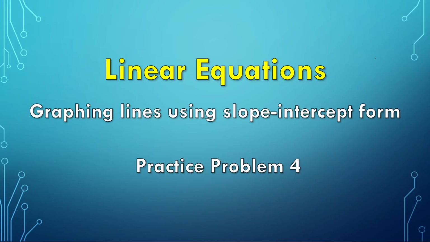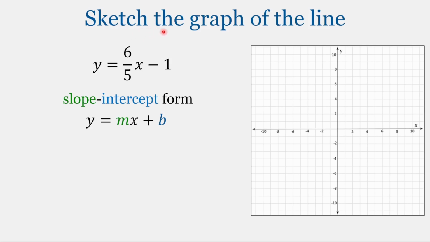Today we're going to practice graphing a line using the slope-intercept form. So let's get started. For this problem, we're asked to sketch the graph of the following line. We have this linear equation, y equal to 6/5 x minus 1. And we're going to graph this using the slope-intercept form.